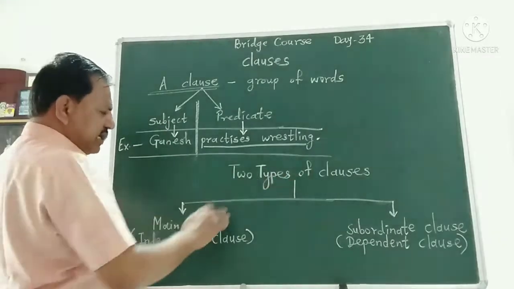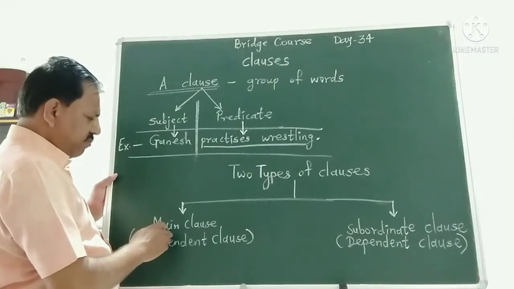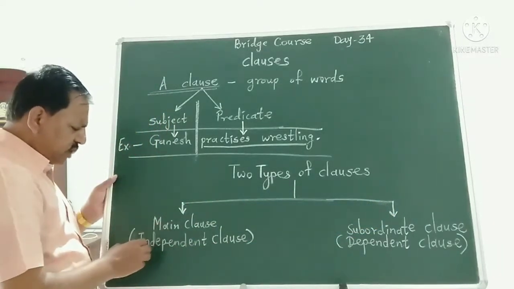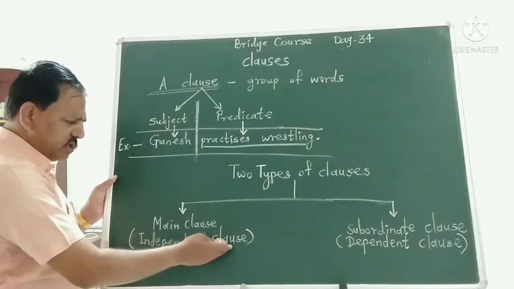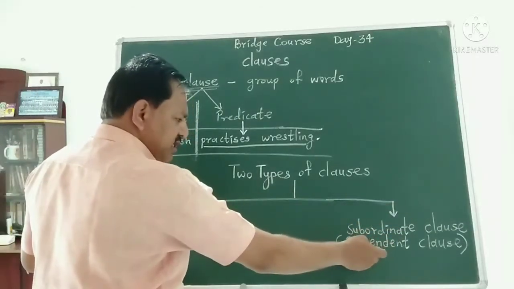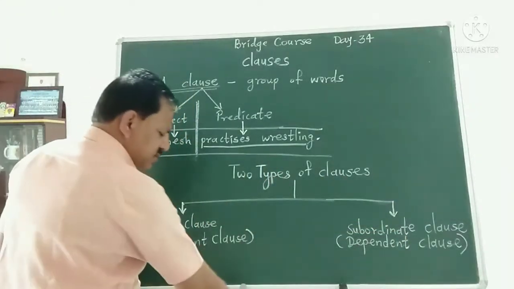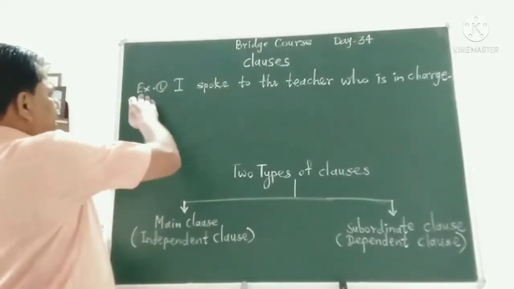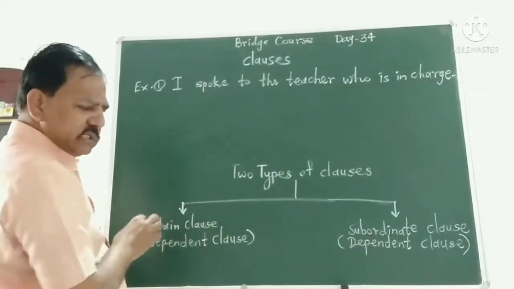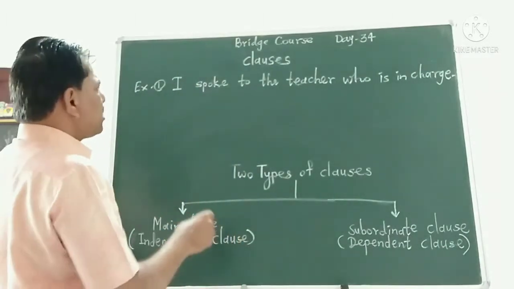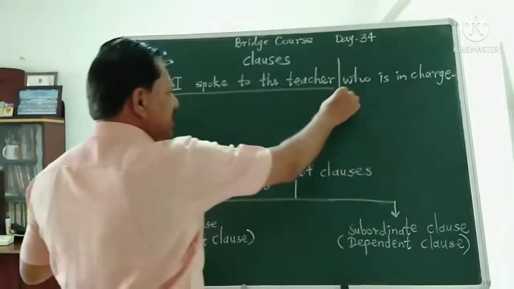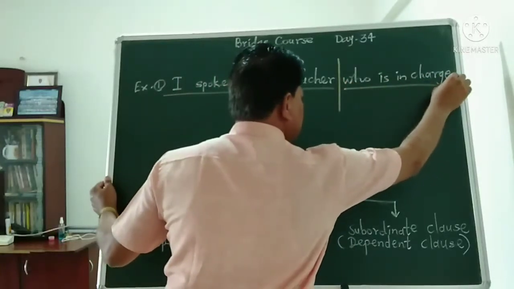There are two types of clauses, main clause and subordinate clause. Main clause is known as independent clause. It is also known as principal clause. Subordinate clause is known as dependent clause. Let's take an example. I spoke to the teacher who is in charge. Now this is the sentence. Here we have two clauses. Clause number 1, I spoke to the teacher. And there is another clause, who is in charge.